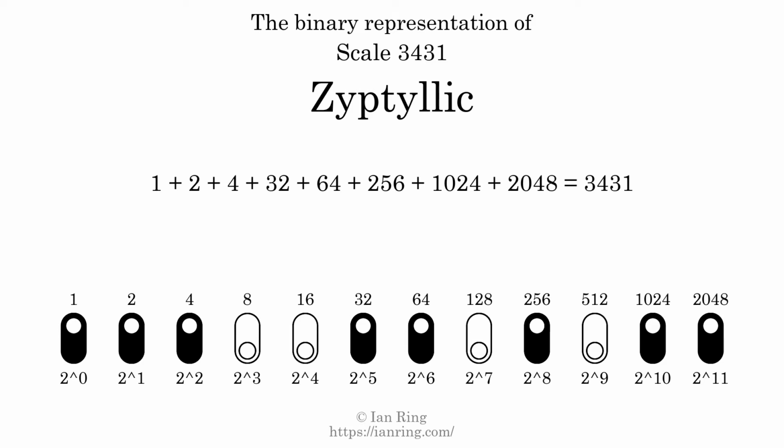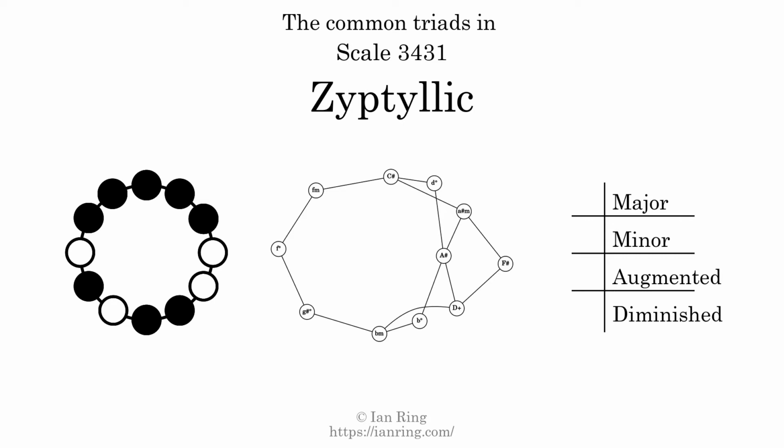3431. The scale number not only enumerates the scale with a unique index, but it also literally describes the tonal content of the scale. Represented as a binary number in base 2, the scale number is 1101011001111. Here are the common triads present in this scale.